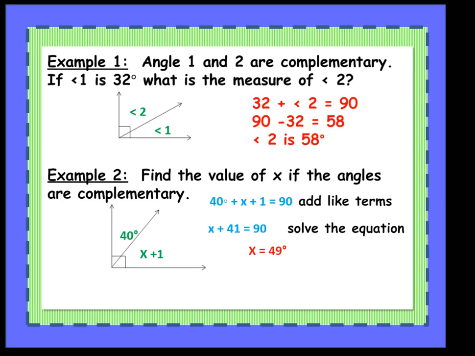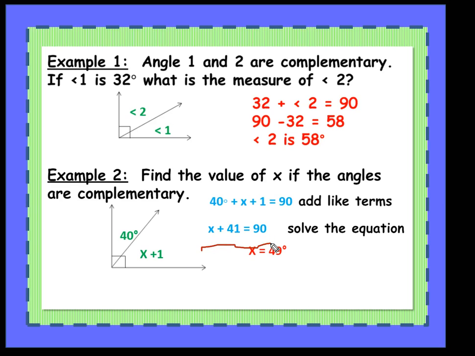So they combine like terms. The way I've been saying this in class is you can't combine cats and dogs. The only things you can combine are cats to cats or dogs to dogs. So if they are not alike, you cannot combine them. The only two things that are alike on the left side of the equation are the 40 and the 1. So they added them together to get 41. So you're left with x plus 41 equals 90.